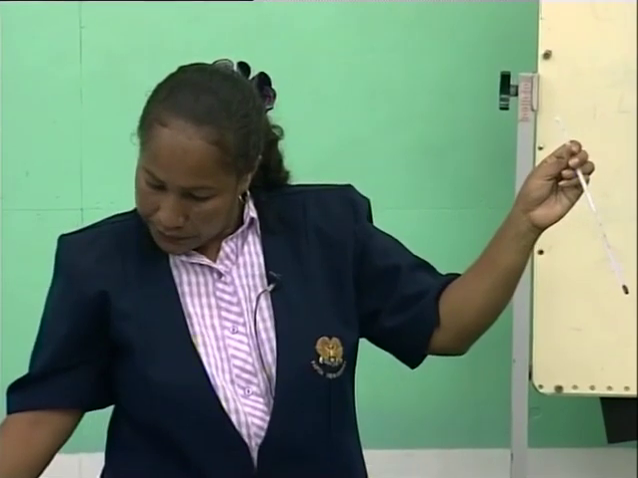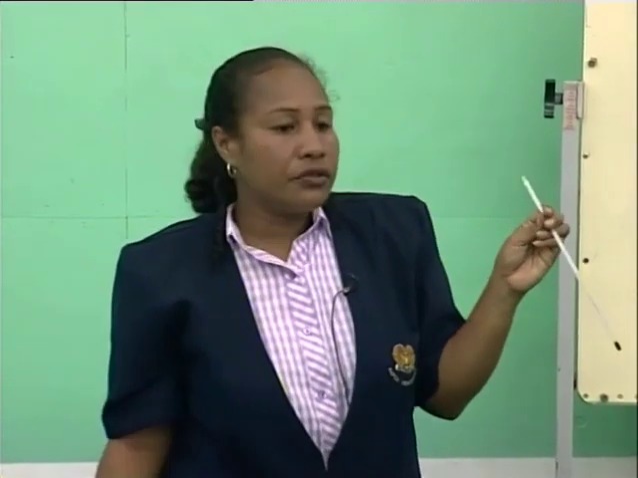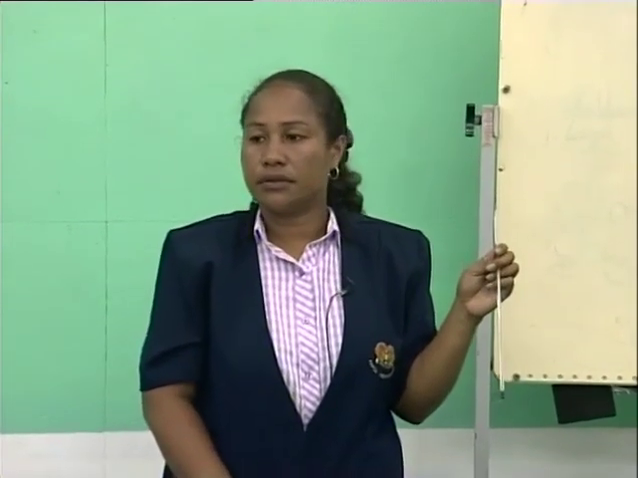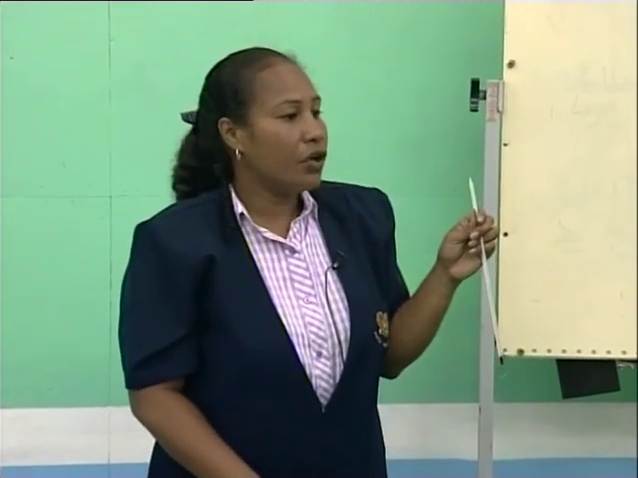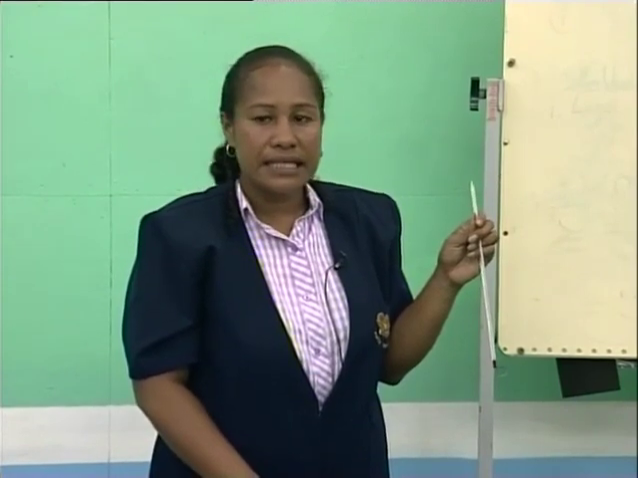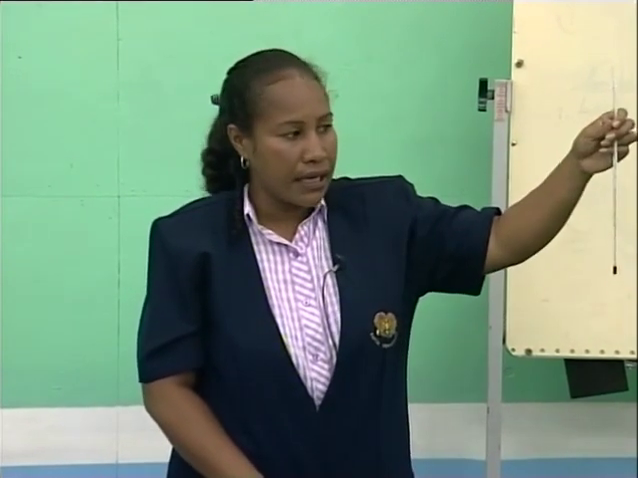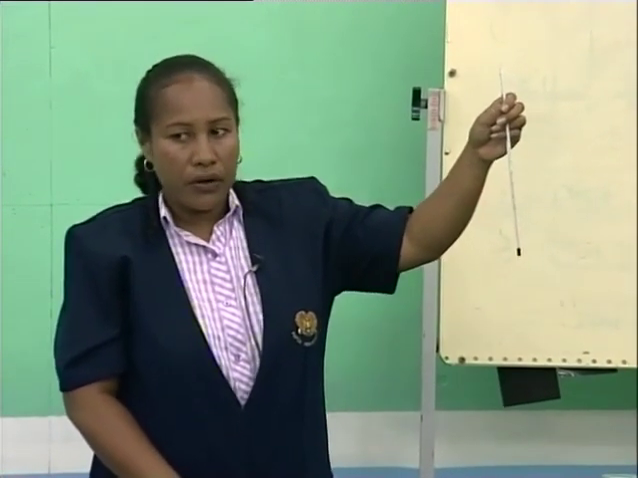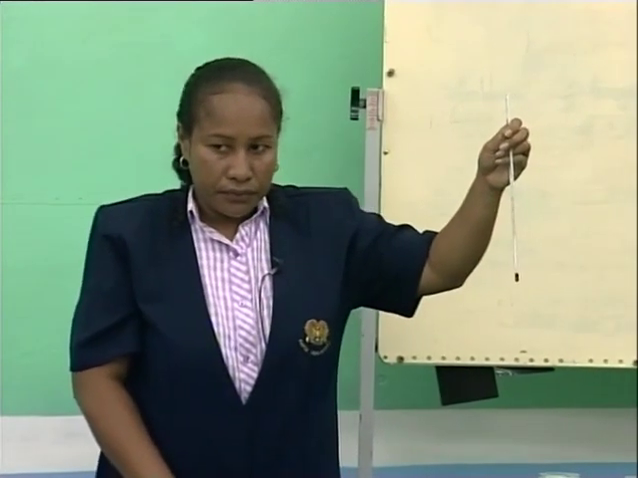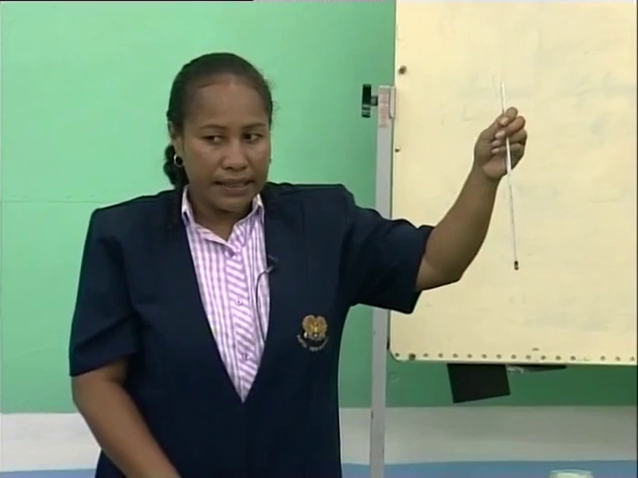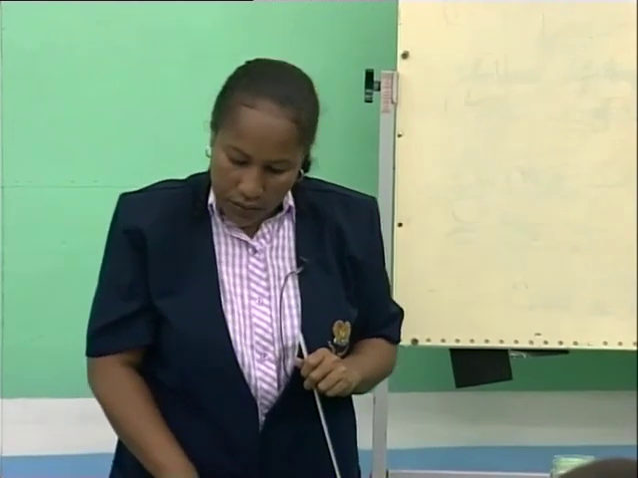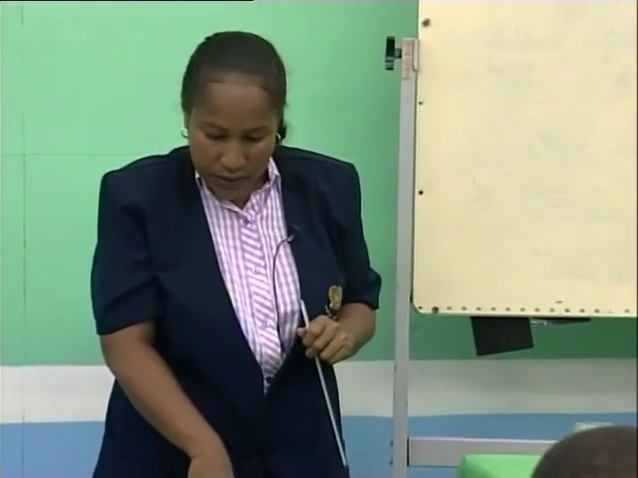All right? Now, how to read the thermometer? Remember in your last lesson, you looked at how to read the volume of liquid in a measuring cylinder. What about a thermometer? How do you read? How do you place your eyes? Can we have Shannon to quickly tell us? Straight. All right, good. So this is what you have to do.